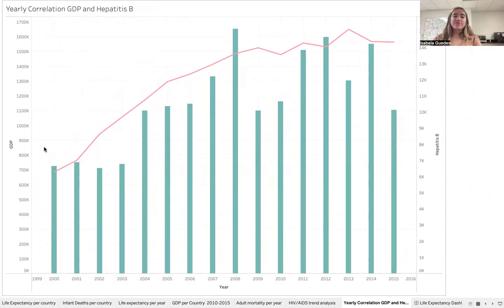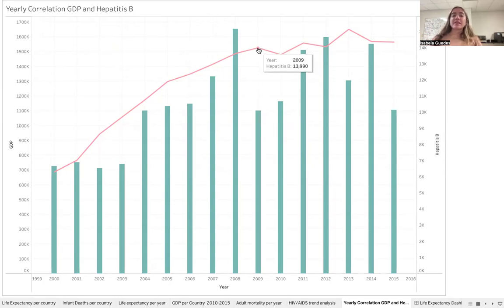This graph shows the relationship between GDP and hepatitis throughout 2000 and 2015. As you can see, this dual chart is used so you can see if there's any relationship between them. We can see some things, like over here in 2009, there was a huge decrease in GDP, probably due to the world crisis.